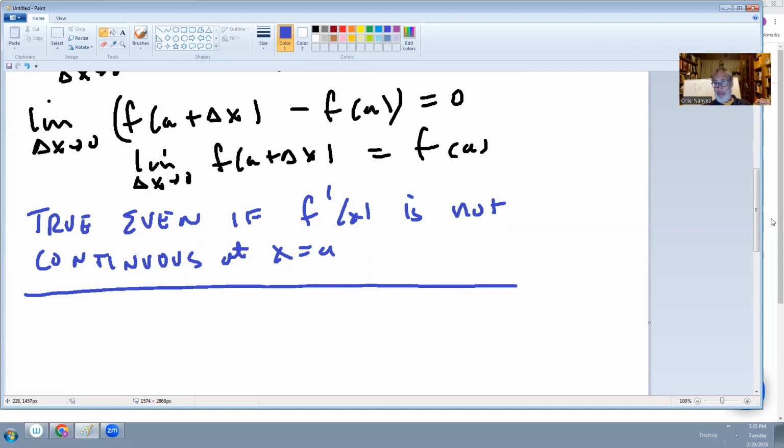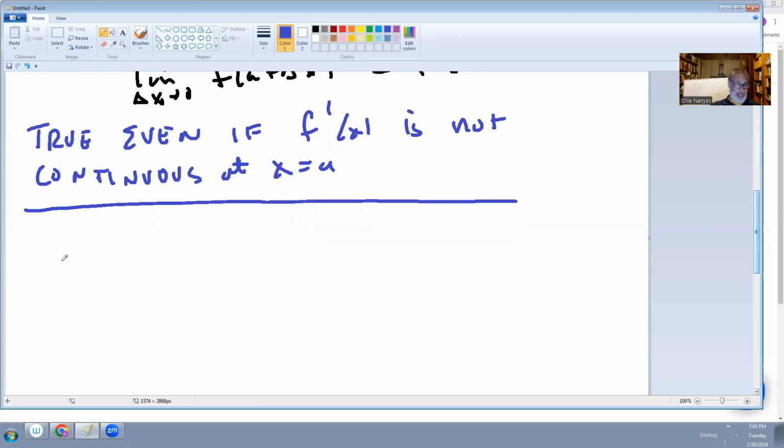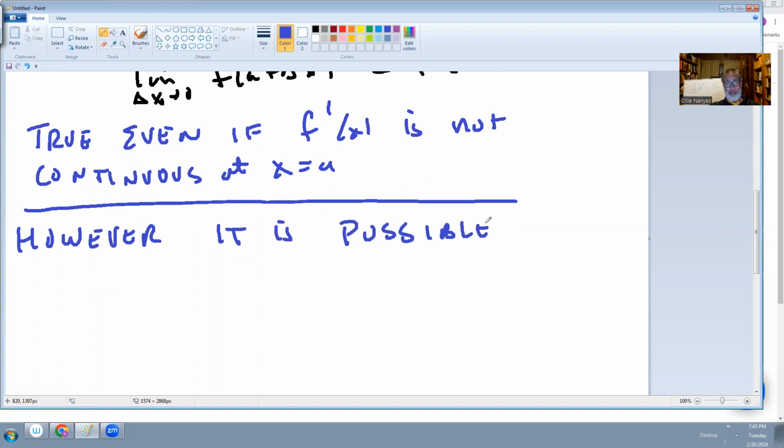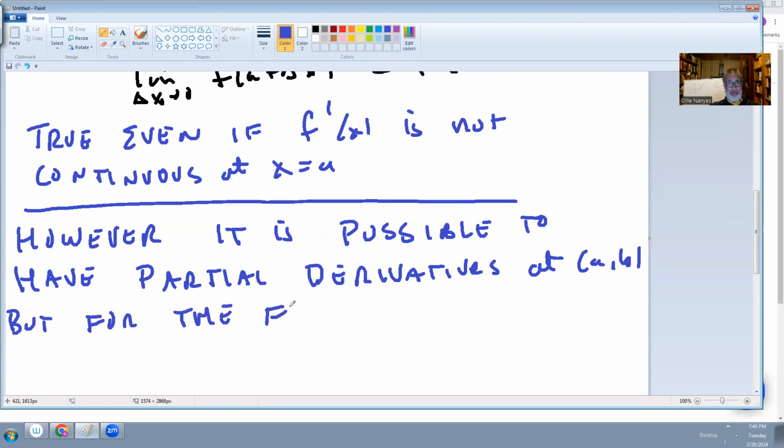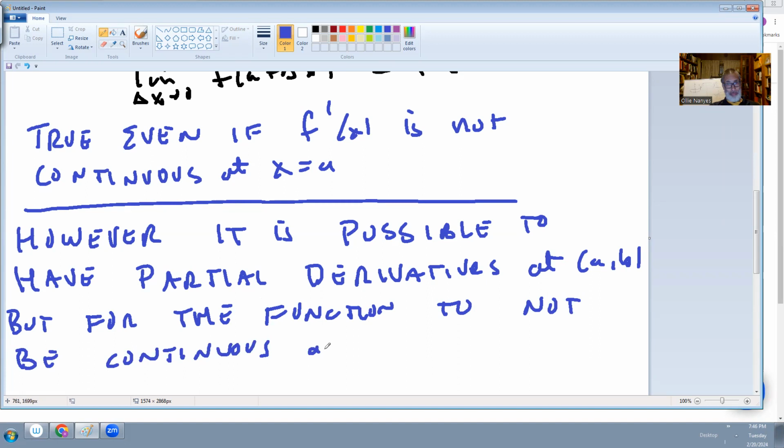But the upshot in Calc 1, we learned having a derivative at a point meant the function was continuous at the point. However, in multivariable calculus, it is possible to have partial derivatives at some point a, b, but for the function to not be continuous. And I'll demonstrate such a function.